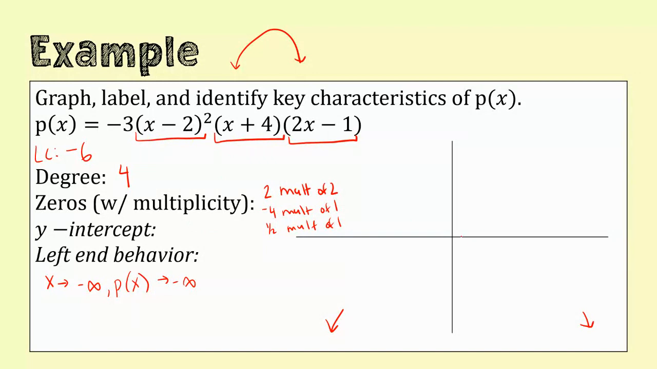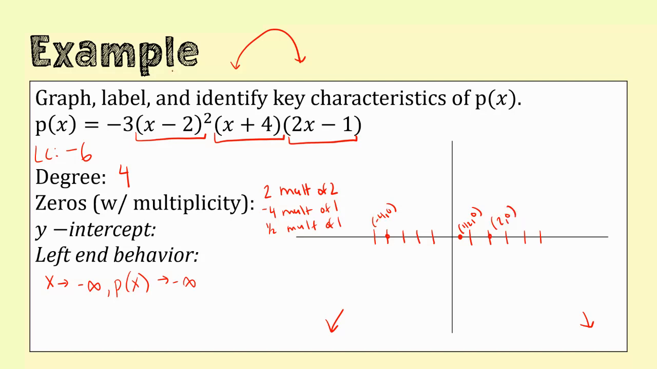So I'll plot those while I'm here. 1, 2, 3, 4, 5. 1, 2, 3, 4, 5. So I've got a point right here at 1/2, 0. Got a point at -4, 0. And then a point at 2, 0.